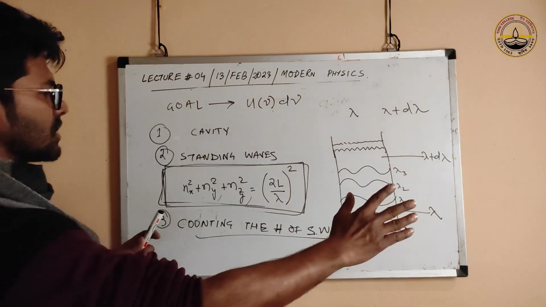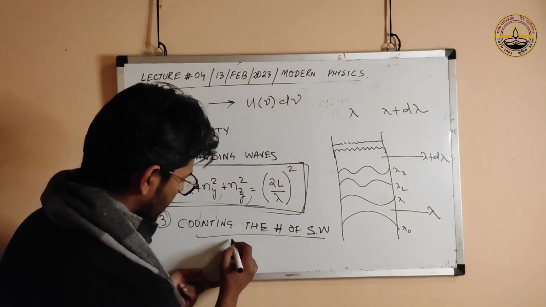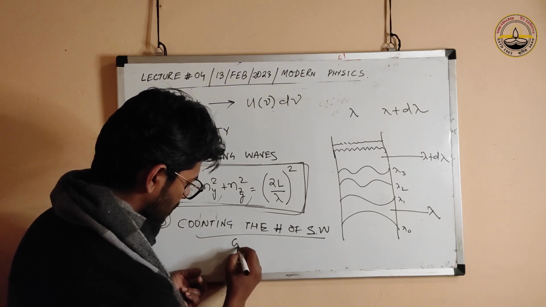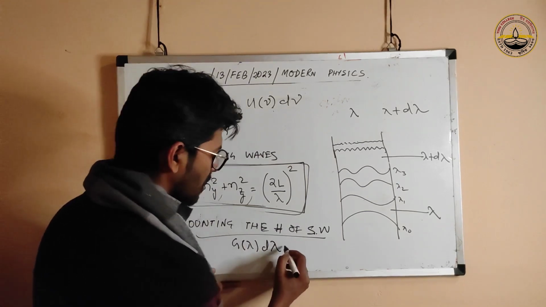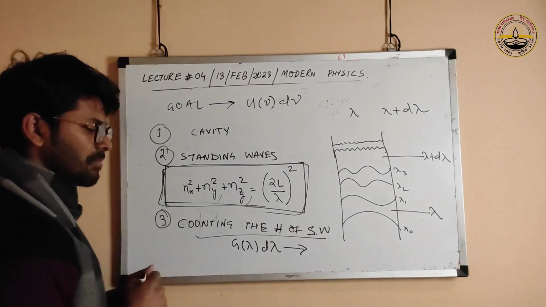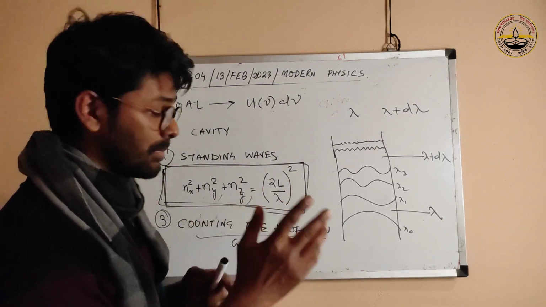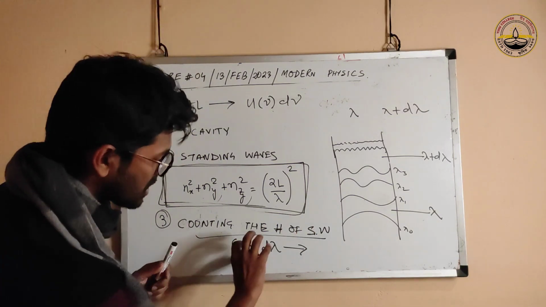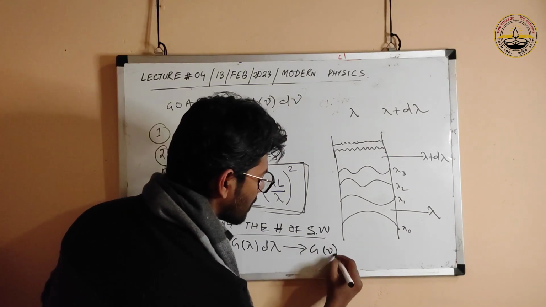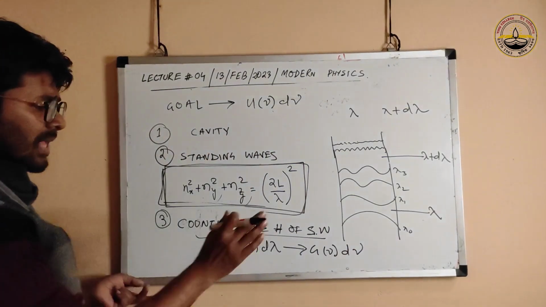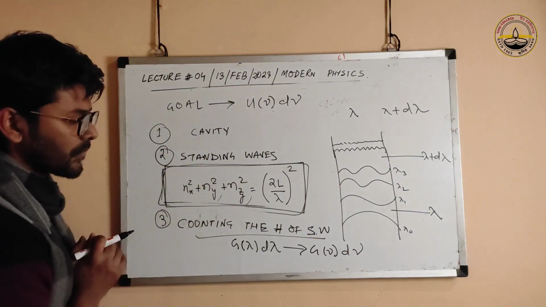Let's say once we have counted, the number of waves is given by some g lambda d lambda. We can then use the relationship between frequency and wavelength, the speed of light c equal to lambda times nu, and translate this equation into an equation of frequency, so it will become g nu d nu. That will be our counting, the number of states between these two frequency ranges.